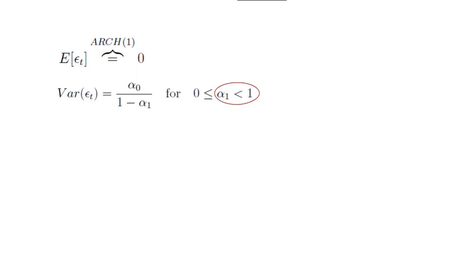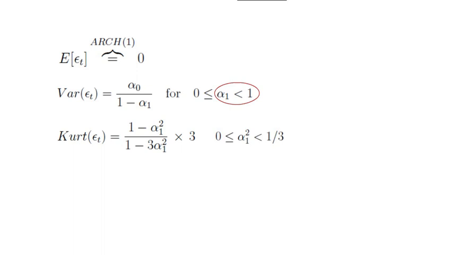Now I also want to show you that the kurtosis equals the following expression. Looking at the kurtosis highlights that the Arch1 captures excess kurtosis or fat tails, meaning it has a kurtosis of larger than 3 if the following restriction on alpha 1 holds.